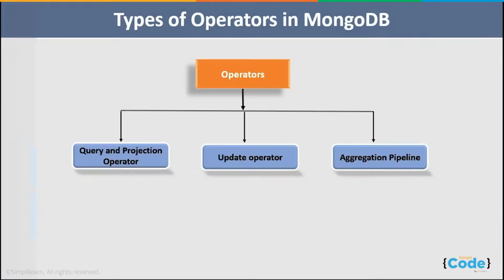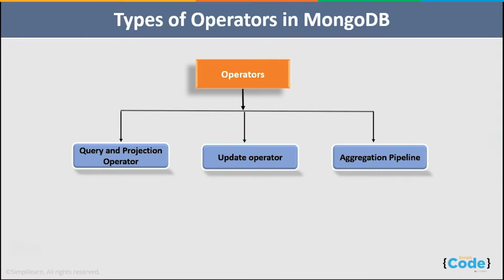So let us just move ahead. Let us now understand the different types of operators in MongoDB. Now, just like operators in other programming languages, MongoDB operators are used to perform specific relational, mathematical, or logical operations and produce the final result.